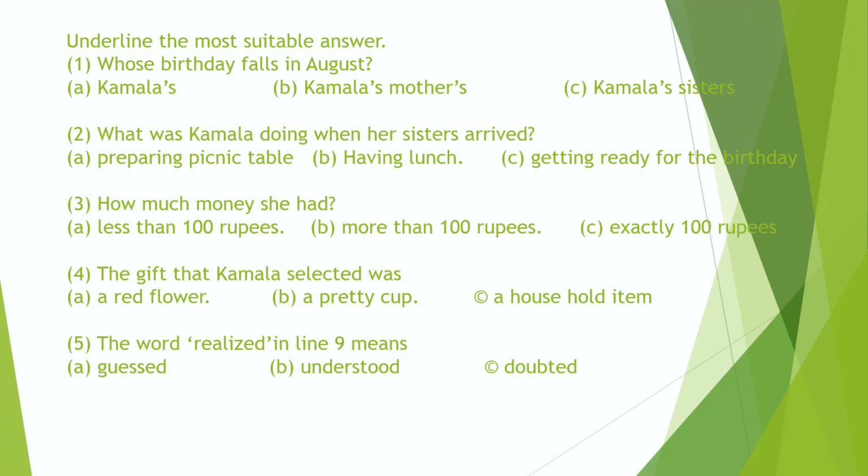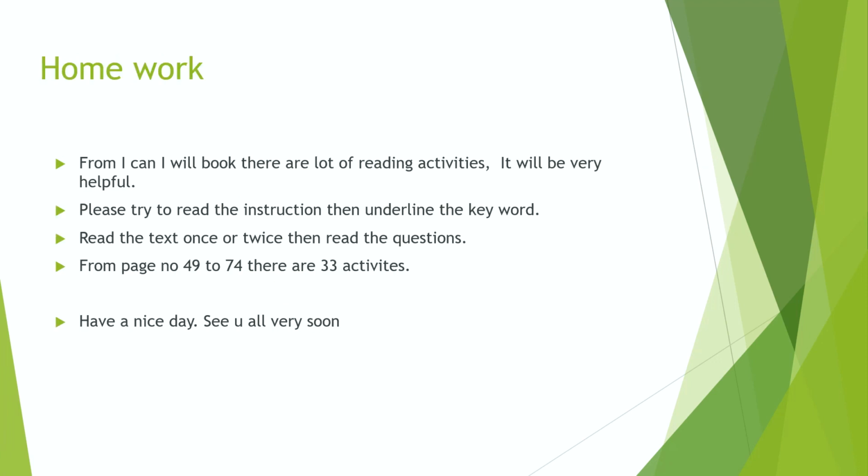Third one, how much money did she have? Less than 100 rupees, more than 100 rupees, exactly 100 rupees. Fourth one, the gift that Kamala selected was a red flower, a pretty cup, a household item. The last one, the word realize in line 9 means guessed, understood, doubted.